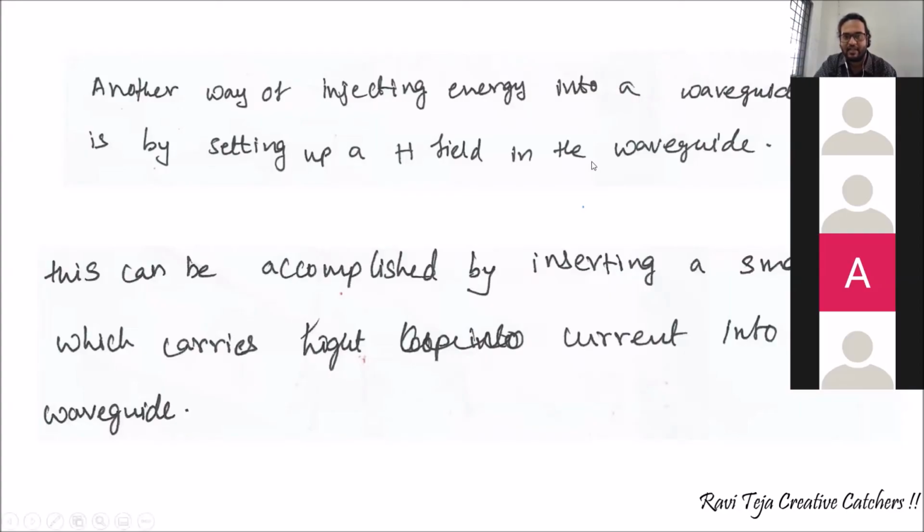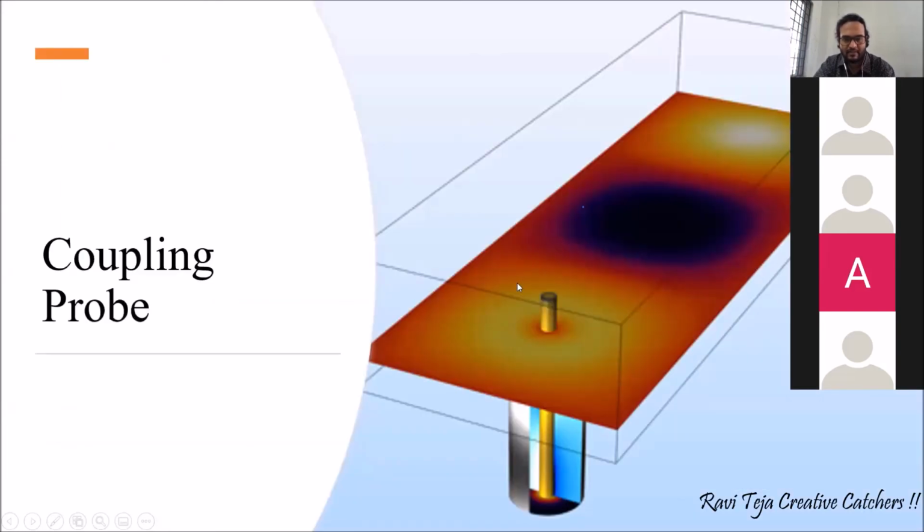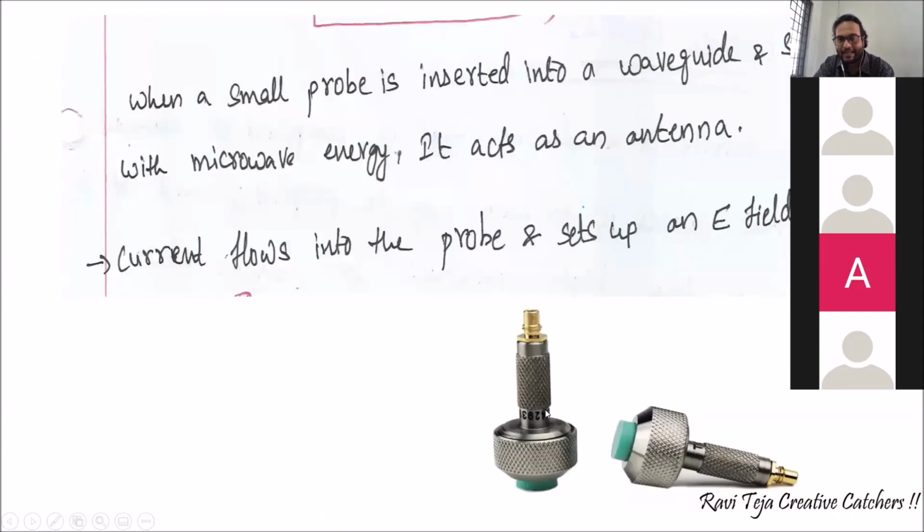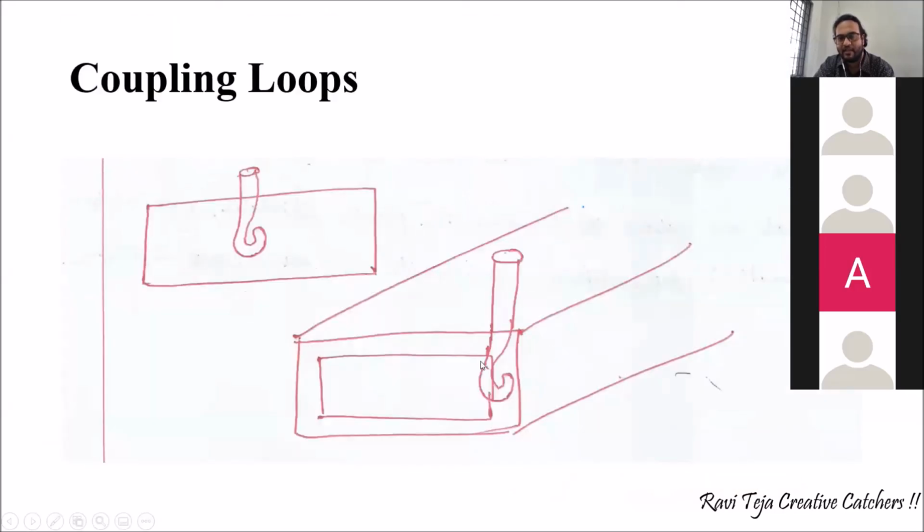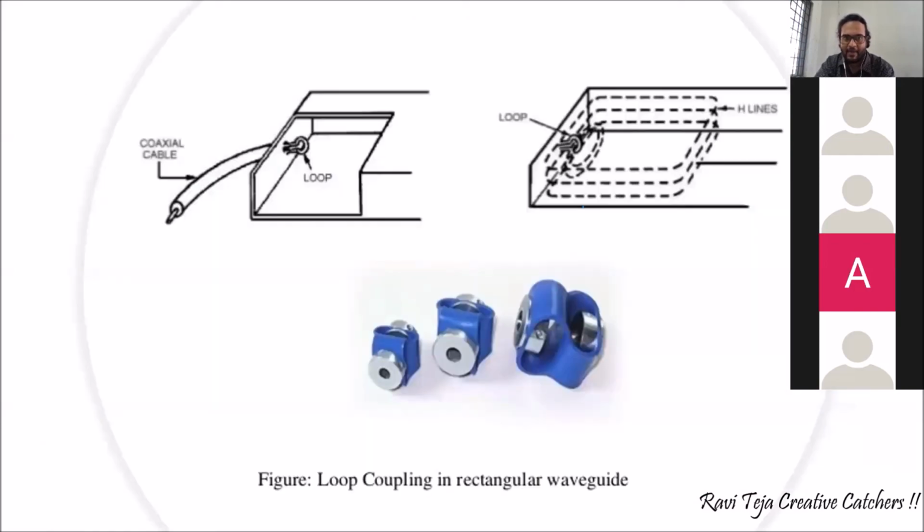If we are using a coupling probe, it looks like this. It's a straight metallic pipe which is inserted into a cavity resonator or a waveguide, which acts as an antenna. A straight metallic pipe, called a coupling probe, generates an electric field. If we are using a loop kind of metallic pipe in a cavity resonator or a waveguide, it is considered a coupling loop, where coupling loops are used for generating magnetic fields.